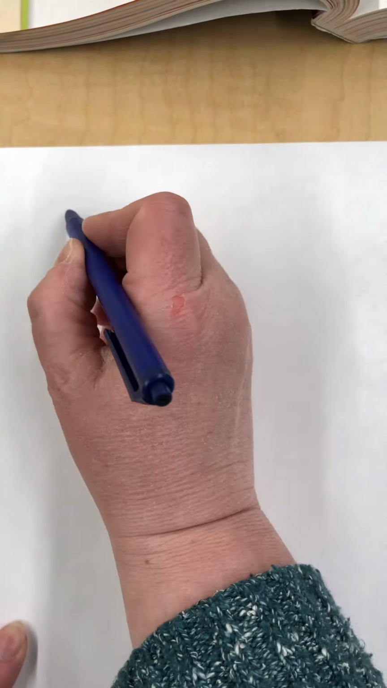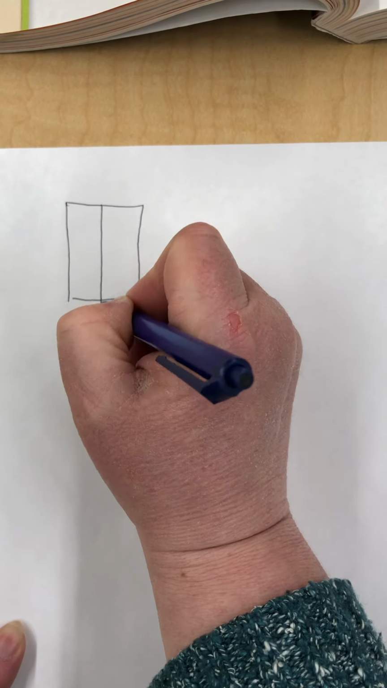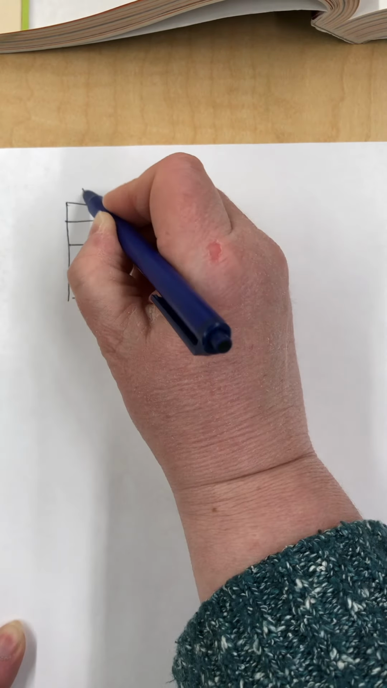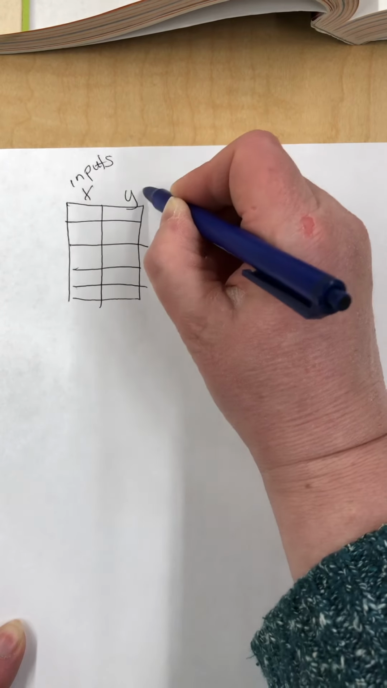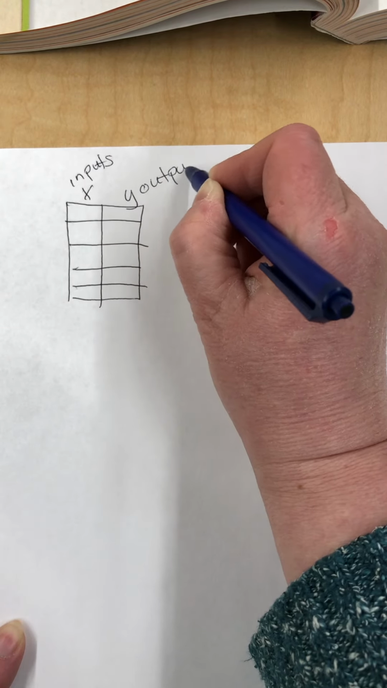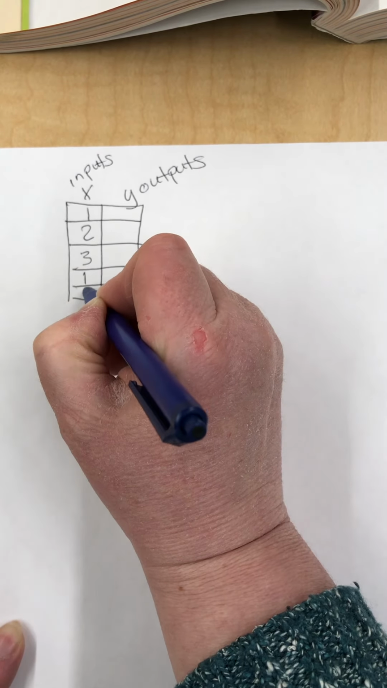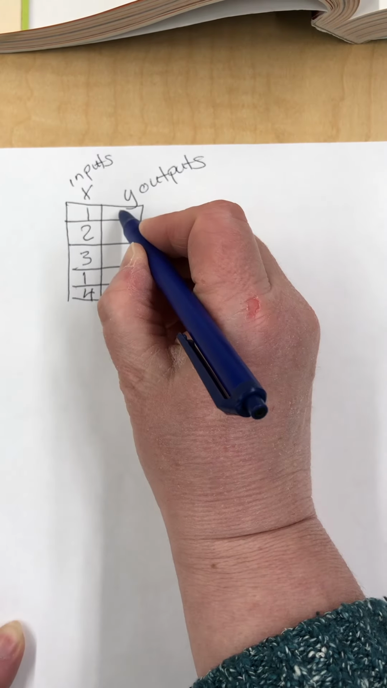Functions and how to determine if your information is a function. So if you have a table, it can be vertical or horizontal, you are looking for the inputs. And remember that your inputs are your x's, your outputs are your y's, and you're looking to see, did my inputs repeat? It doesn't matter if your outputs repeat.